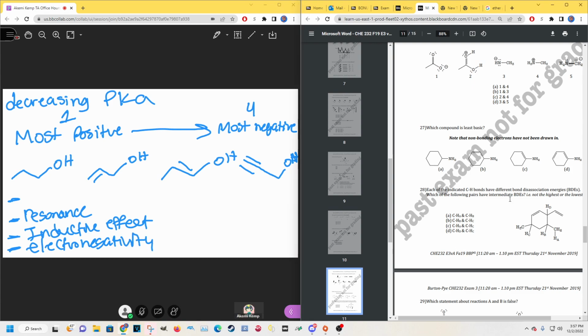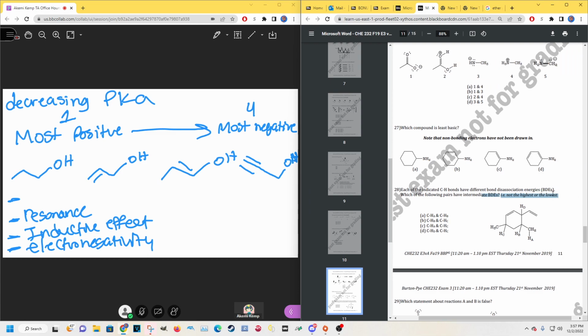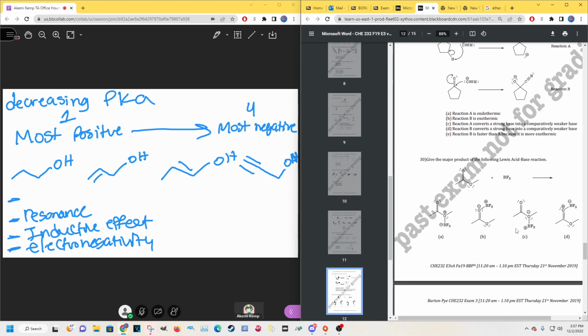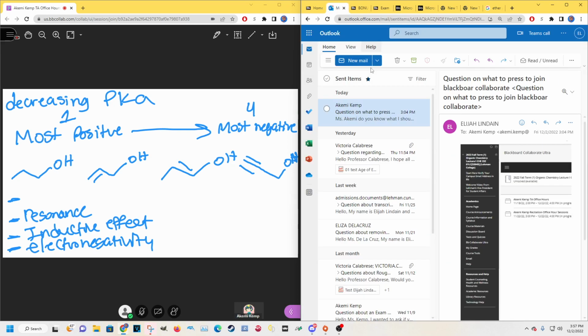So like in some cases, if we don't have resonance and the inductive effect to play a part, the more electronegative atoms, they always handle the negative charge better. So that helps with stabilizing the base.